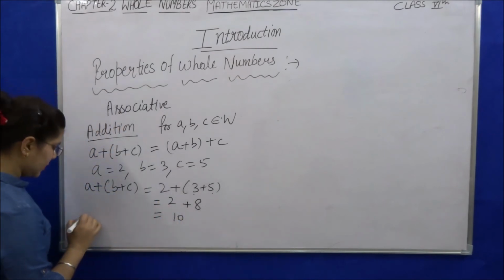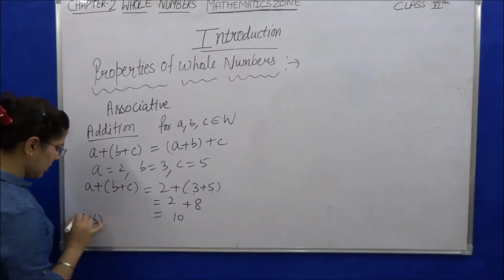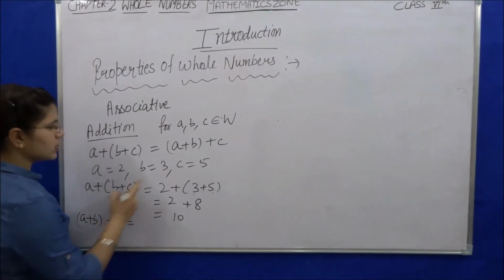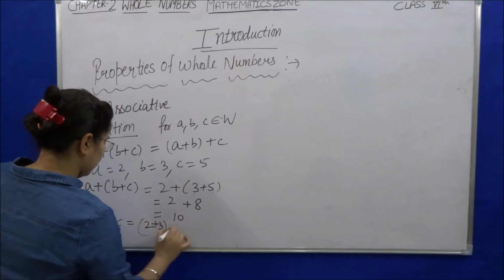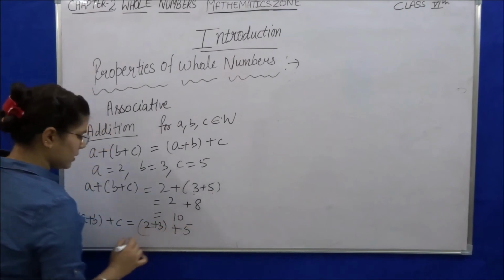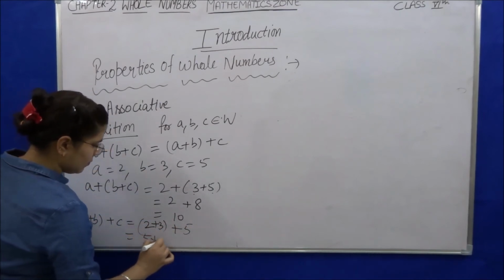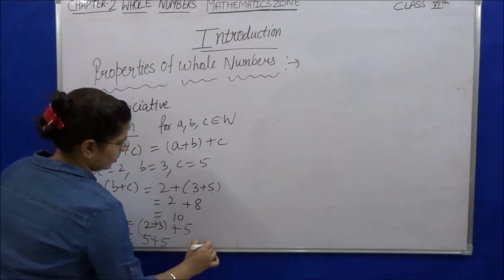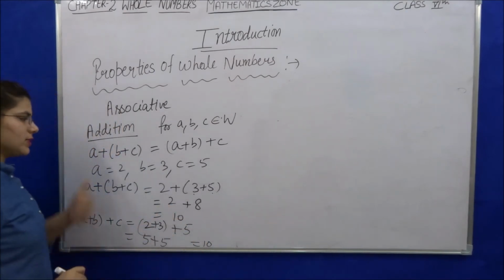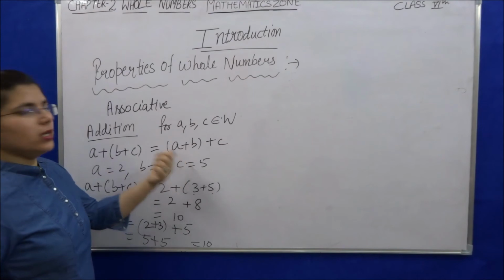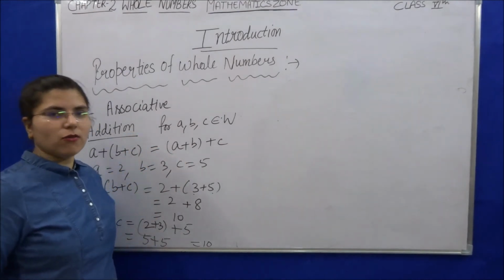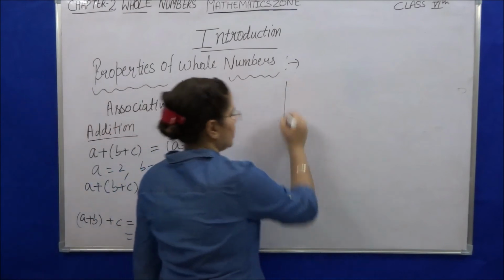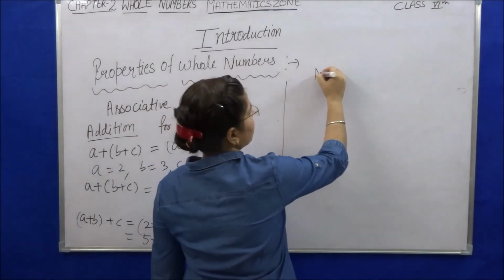Now the right hand side will be A plus B plus C, which is equal to 2 plus 3 plus 5. 2 plus 3 is 5. So 5 plus 5 will be 10. So 10 is equal to 10. That means left hand side is equal to right hand side. So under addition, associativity holds in case of whole numbers. Now let us do the case of multiplication.